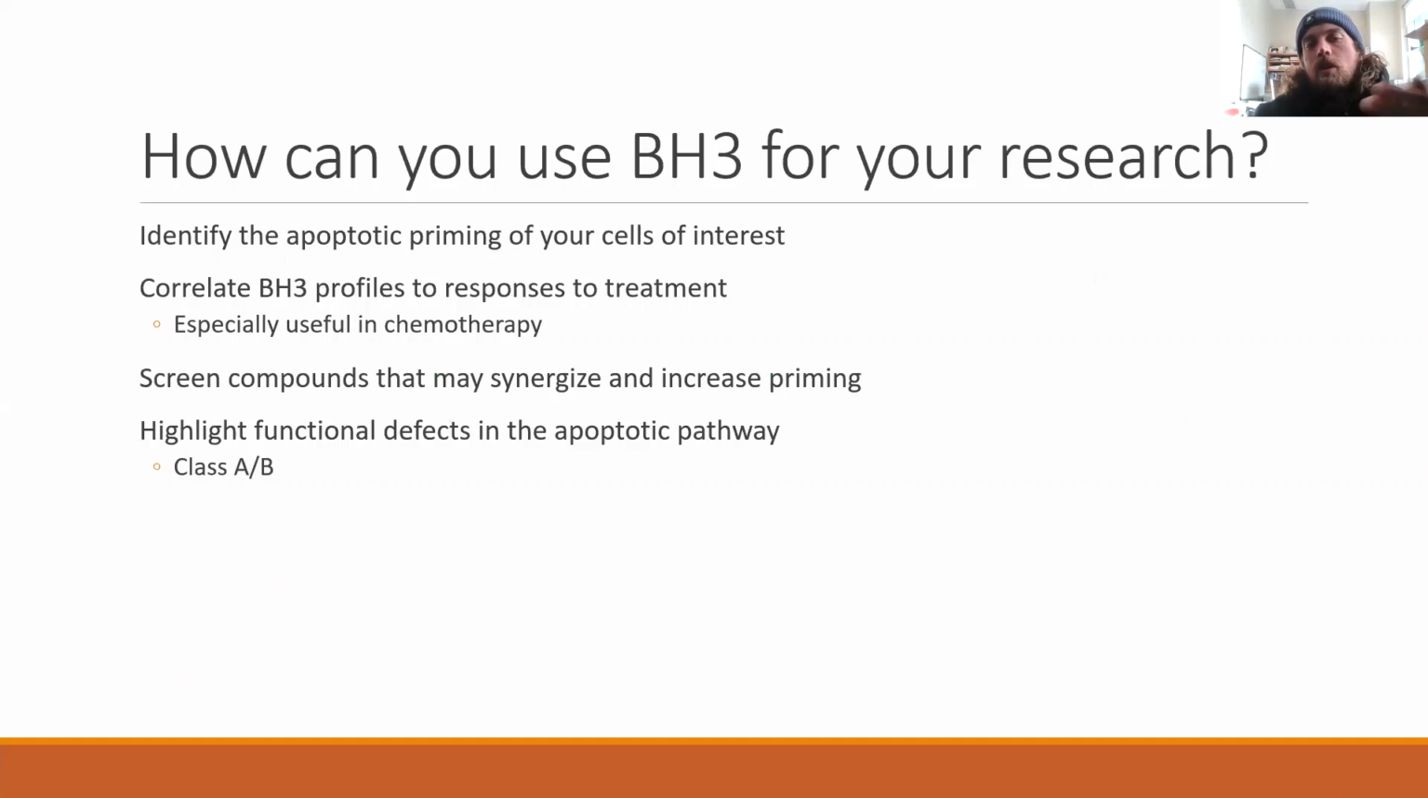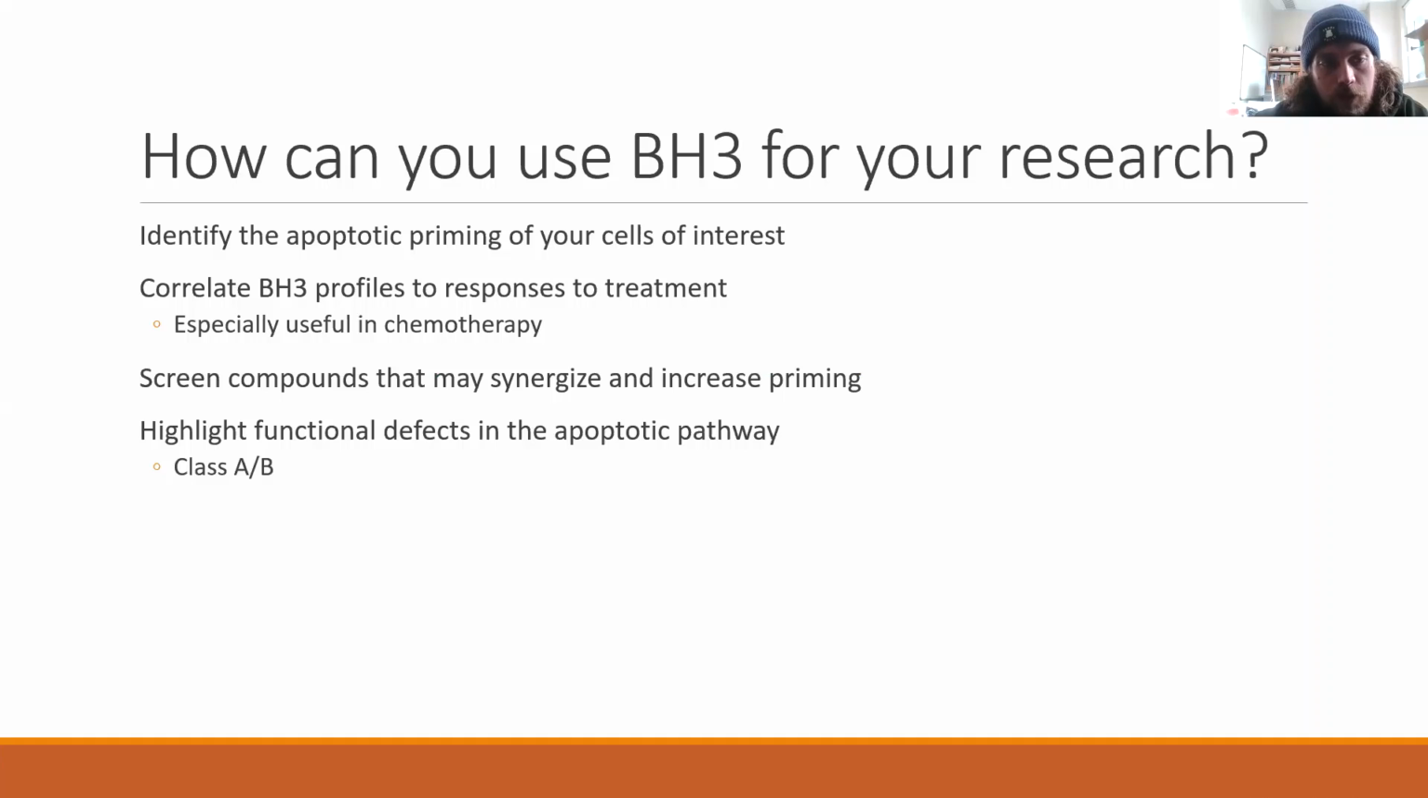So all that in mind, I know it was a lot quickly. How can you use BH3 profiling for your research? Well, one, like I mentioned, you can identify the apoptotic priming of your cells of interest. How close is this cell to undergoing apoptosis? Is it class B, which means it's very far away, or class C, where it's likely to undergo apoptosis when you give it some sort of drug or chemotherapy, for example.